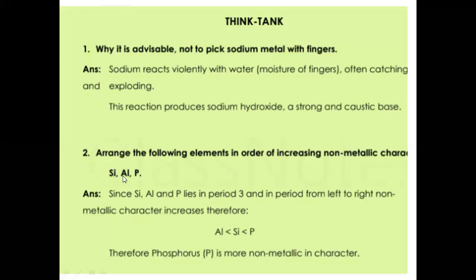So this is aluminium first, group number 3, then 4, and then 5. As along the period when we go from left to right, non-metallic character increases. So phosphorus has more non-metallic character as compared to silicon, and silicon has more non-metallic character than aluminium.